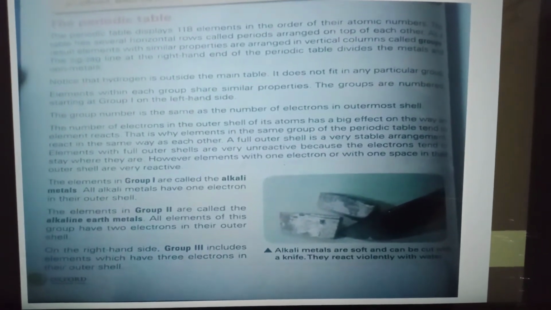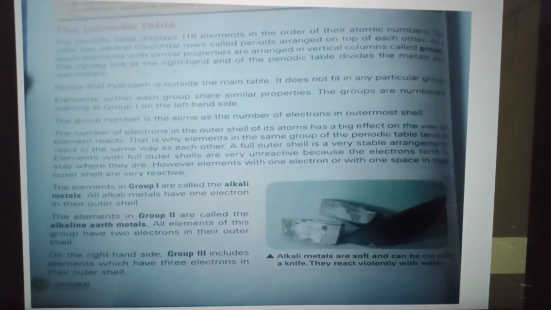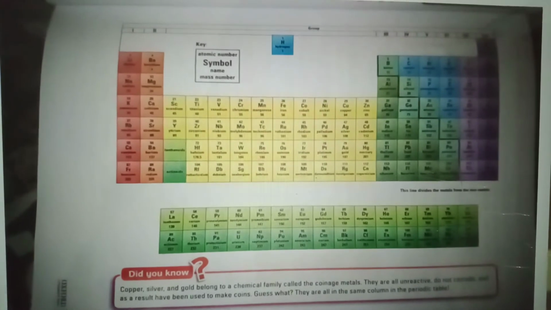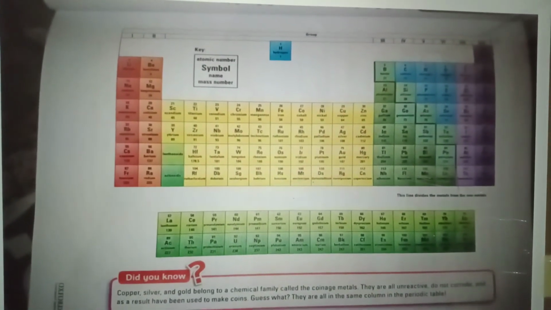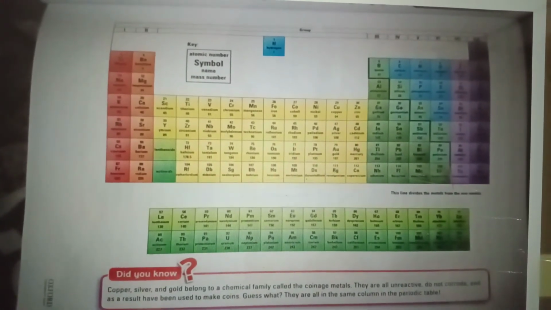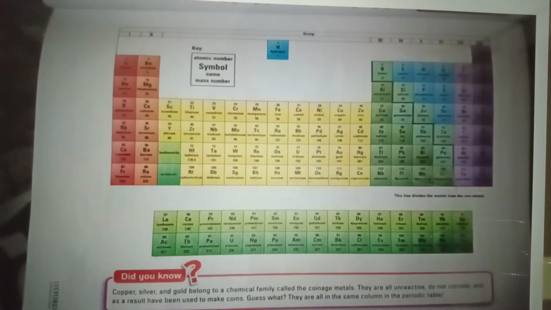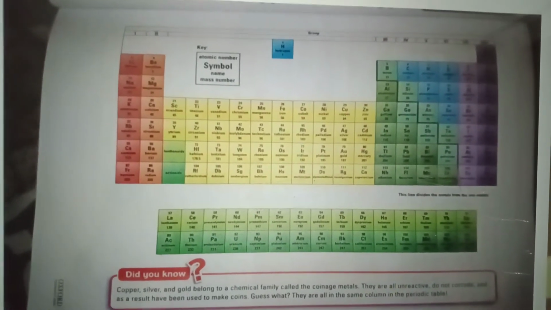The zigzag line at the right hand end of the periodic table divides the metals and the non-metals. And here you can watch the periodic table. This table has several rows called periods arranged on top of each other. As a result, elements with similar properties are arranged in vertical columns called groups.